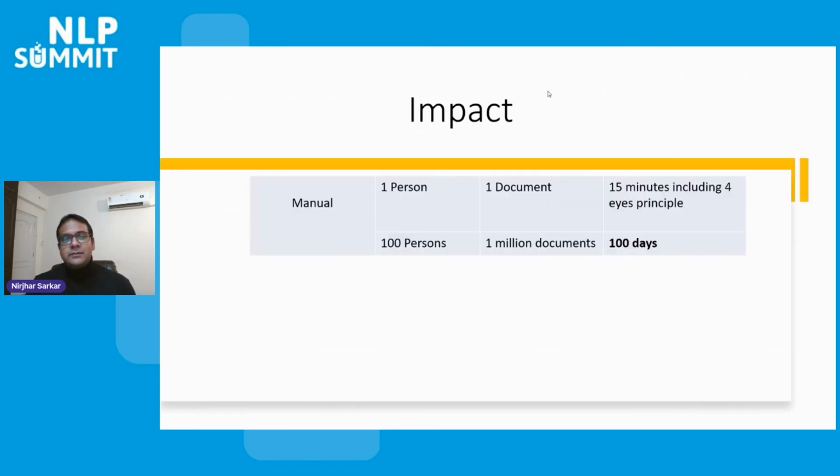So what's the impact? Now imagine we are processing all these documents manually. It takes about 15 minutes, including the four-eyes principle, meaning one person will extract the information from the document by opening up each and every document, and then another person will review it. Now, if we were given a task to process 1 million documents, and if we have a team of 100 persons, then it would take about 100 days for us to process all the documents.